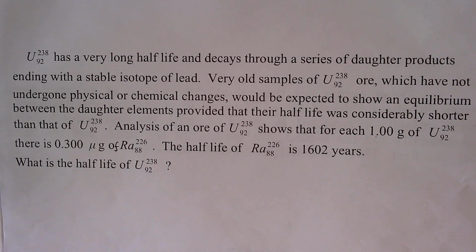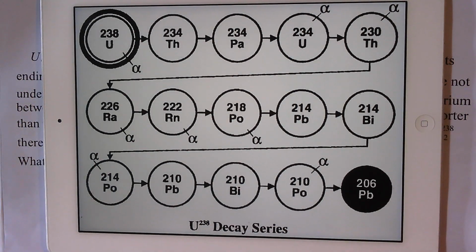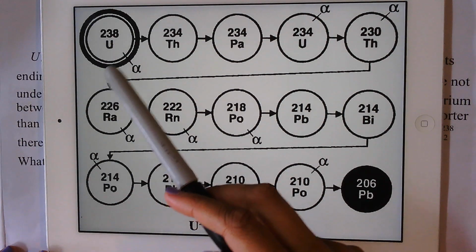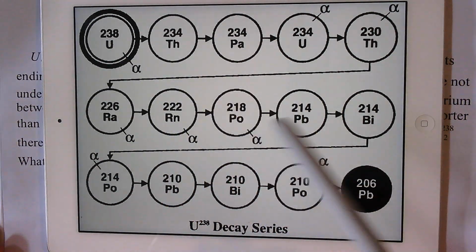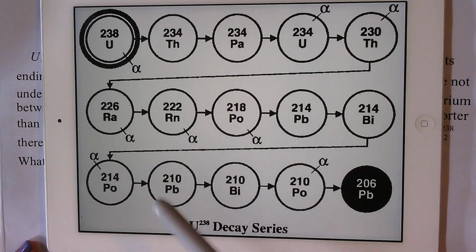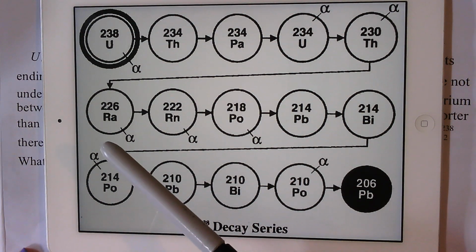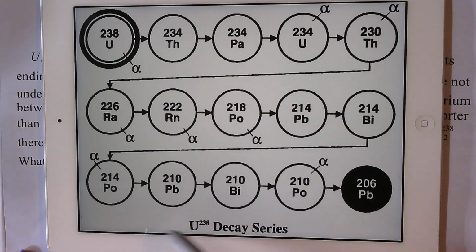So first I'm going to show you the actual decay series of uranium-238. So you can see it here. It starts off with uranium, and you can see it goes through several decays. It goes through lots of different elements, and you can see here there's radium-226, which was mentioned in the question, and it finally ends up as stable lead-206.